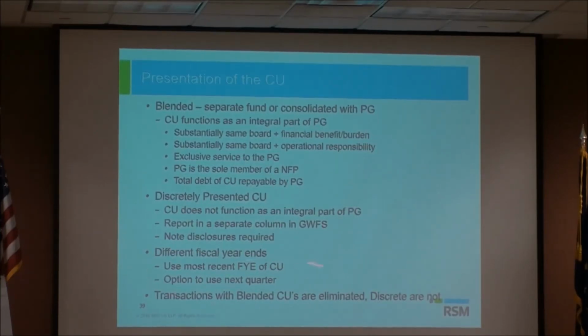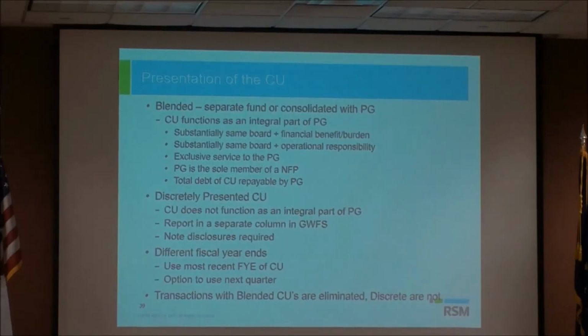Last of all, fiscal year end. Your component unit might not have the same year end as you. So if you have a June 30th year end and your component unit has a December 31st year end, the rule is that you use the year end that occurs within your reporting period. So let's say you're reporting June 30th, 2018. You incorporate December 31st, 2017 for your component unit.